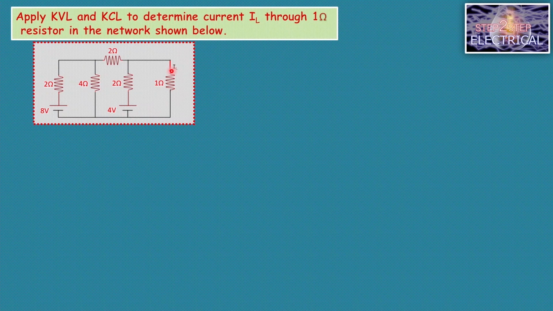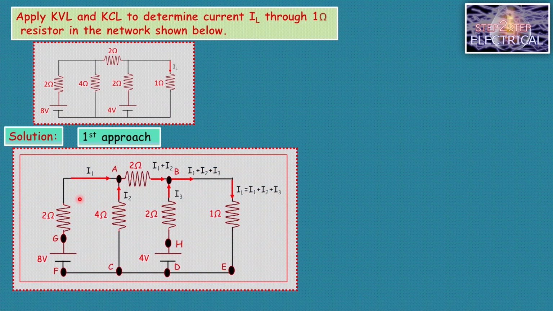Here IL current is unknown and we have to find out IL current, and this IL current passes through this 1 ohm resistor. To solve this numerical we have two approaches. So let's see the first approach. In the first approach we have assumed that I1 is the current which flows through the 2 ohm resistor. We are starting from here.